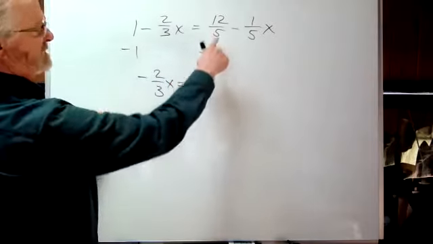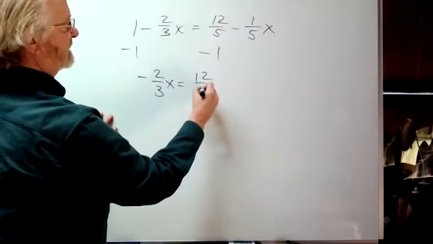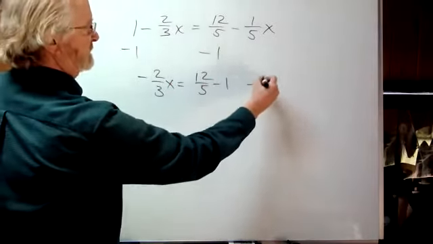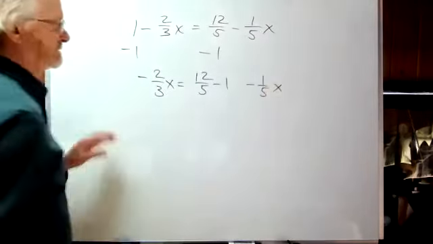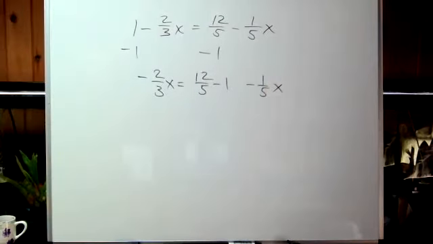Now, maybe I'm going to just squeeze this one in right next to this one because we're going to do something with this thing in a minute, right? Okay. Now what are you going to do? I'm going to add the 12/5 to the one. Sorry, minus 12/5 minus 1.